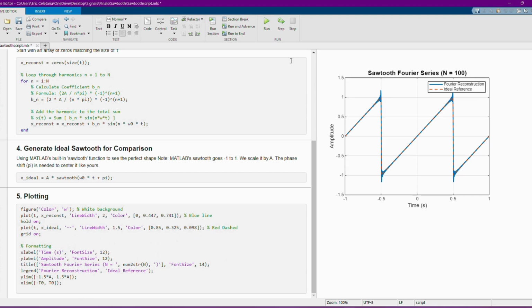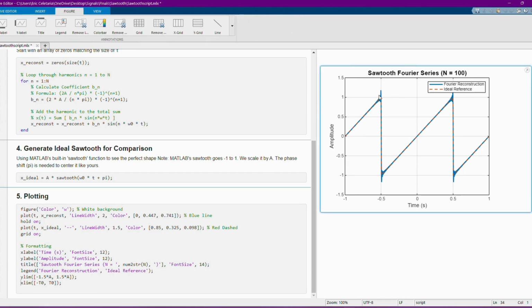Finally, in the error analysis section, we identify the Gibbs phenomenon, observing the characteristic ringing that occurs at the signal's sharp transitions. In the plot we made, we clearly simulated an ideal sawtooth wave within the command window of MATLAB.